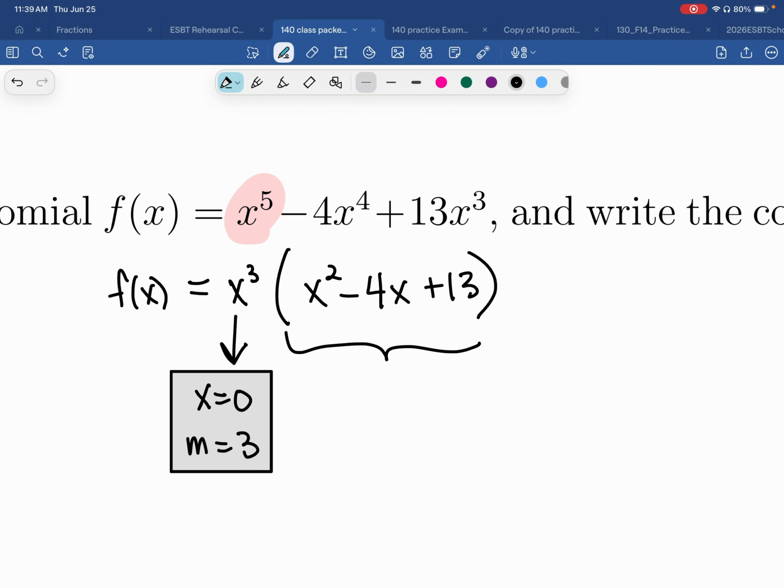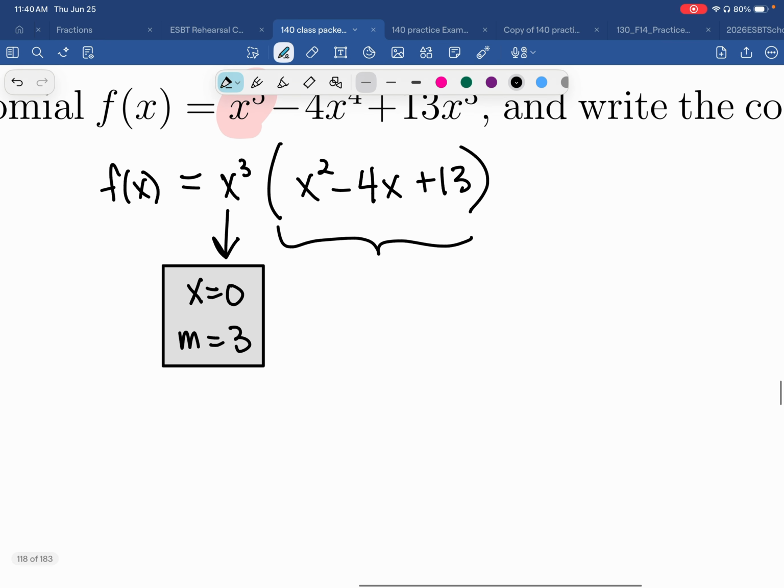If I try to factor this, I'm looking for factors of 13 that add or subtract to negative 4. That's just not going to happen. 13 is prime, so my only options are 1 and 13. If I add them, that's 14. If I subtract them, it's 12, and I'm nowhere near 4. So I can't factor this one, which means I'm going to have to use the quadratic formula because it is a degree 2 polynomial.